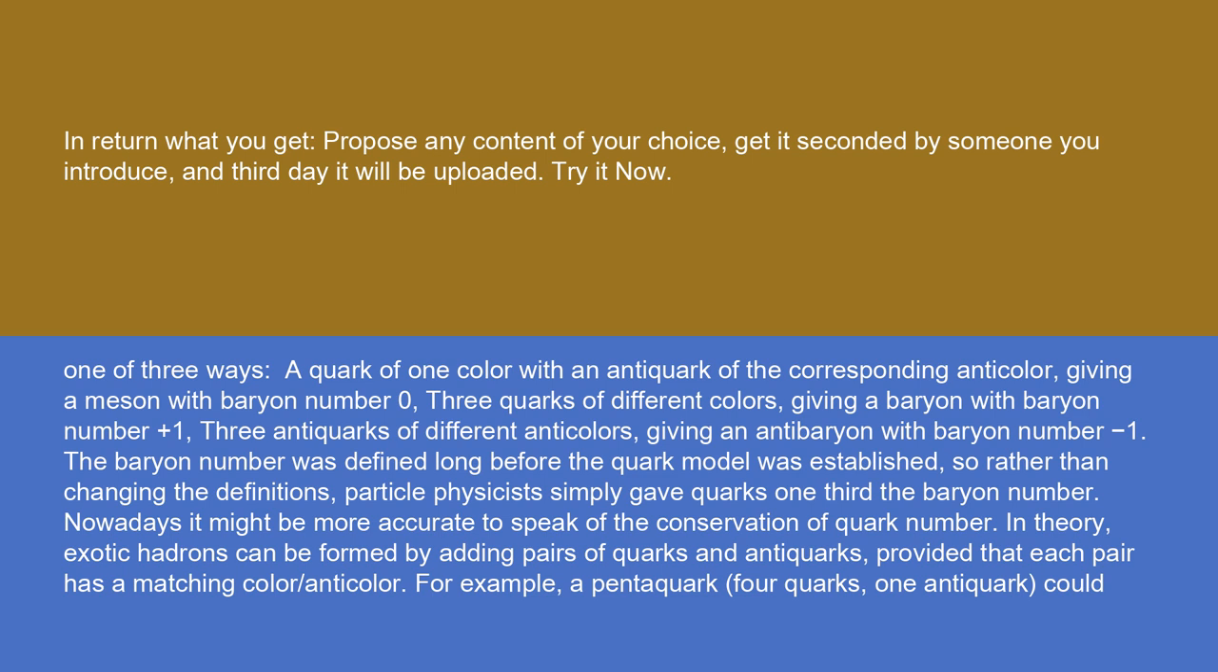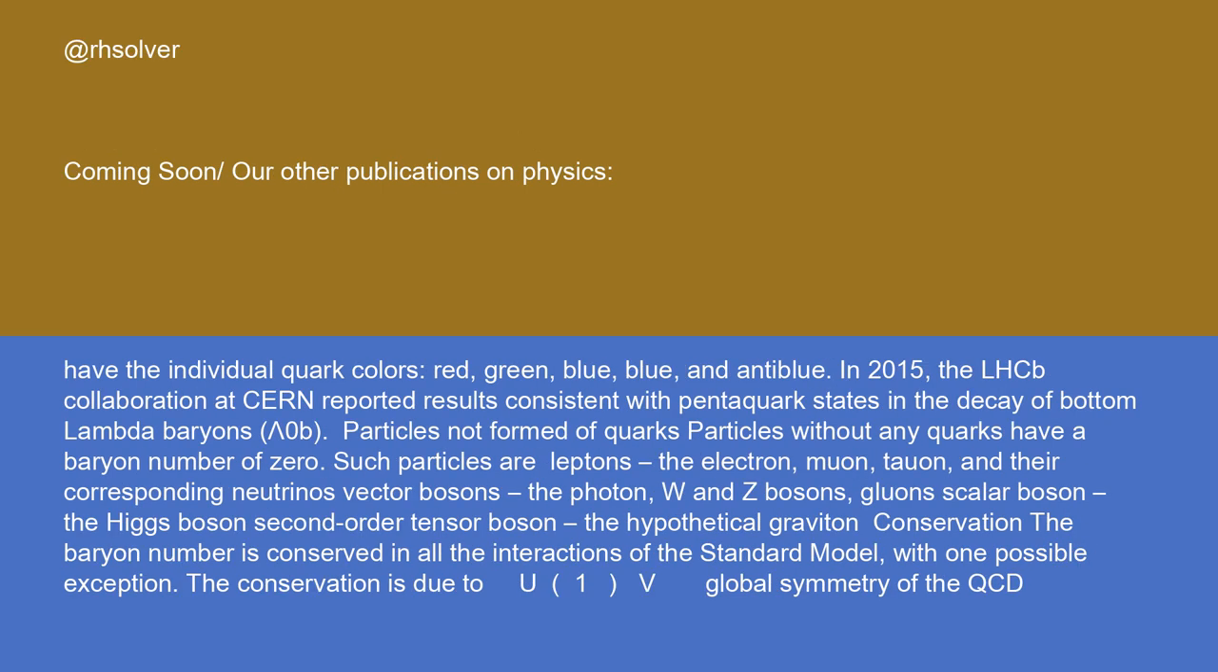In theory, exotic hadrons can be formed by adding pairs of quarks and antiquarks, provided that each pair has a matching color/anticolor. For example, a pentaquark, 4 quarks and 1 antiquark, could have the individual quark colors red, green, blue, blue, and anti-blue. In 2015, the LHCb collaboration at CERN reported results consistent with pentaquark states in the decay of bottom lambda baryons, Λ0b.